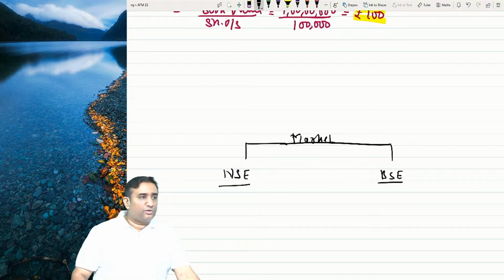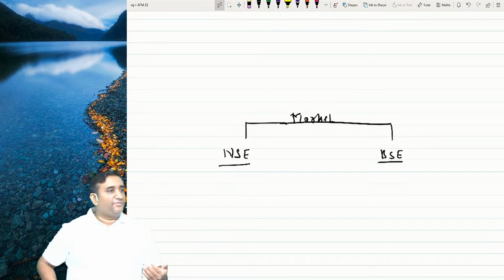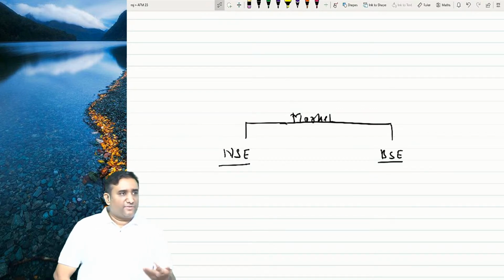Although there could be more than 30-35 stock exchanges in India. How many are surviving as of now, I have not kept track of it. We have the Calcutta Stock Exchange, for example. There used to be the Ludhiana Stock Exchange, Delhi Stock Exchange, even Hyderabad Stock Exchange.